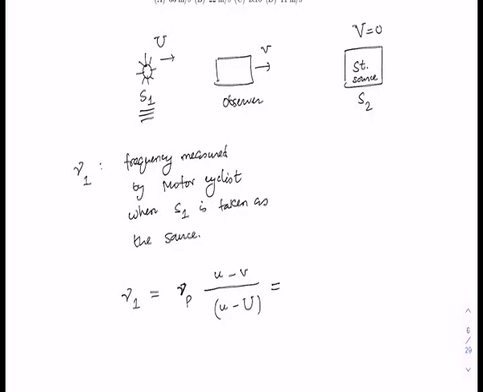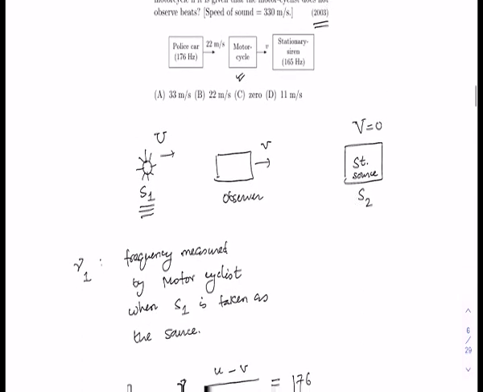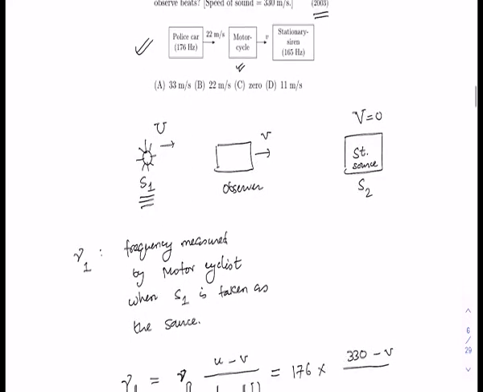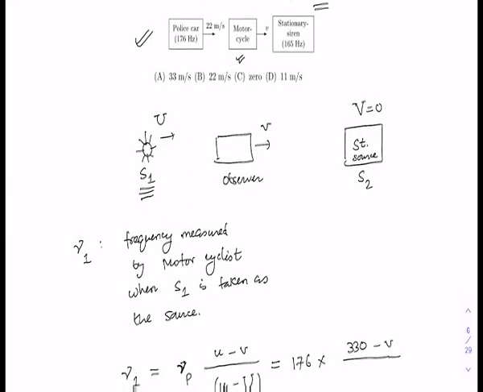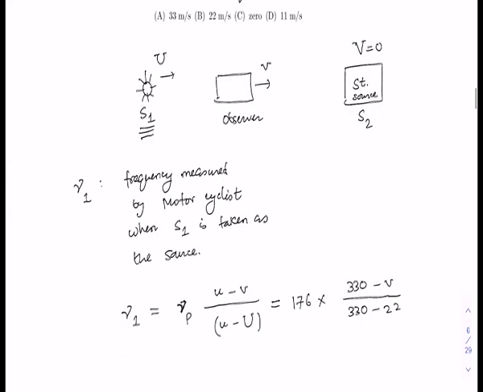So what we are having, nu p is given to be 176 hertz, right? You just see this diagram here, 176 hertz, u is 330. You have to actually find out the speed of the motorcycle. We don't know its speed, we have to work it out. And this is 330 minus capital U is here given to be 22. Okay, this is one thing we have.